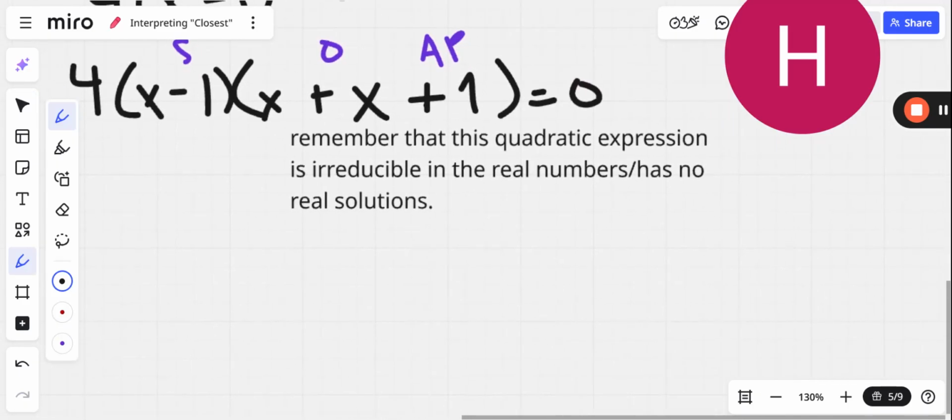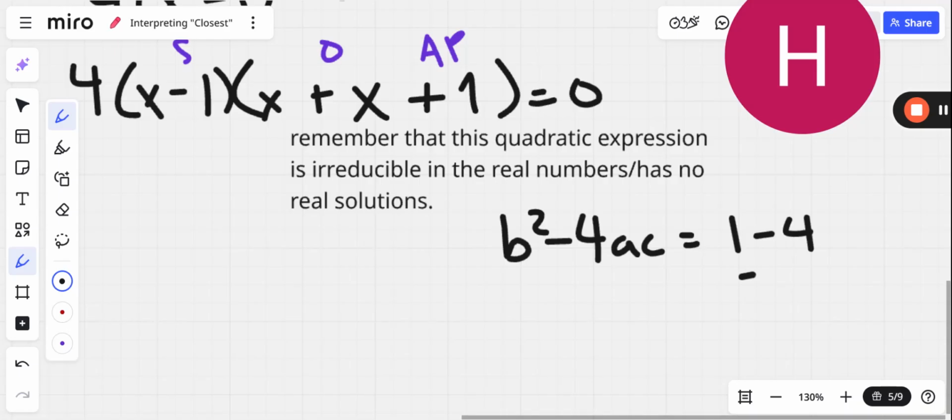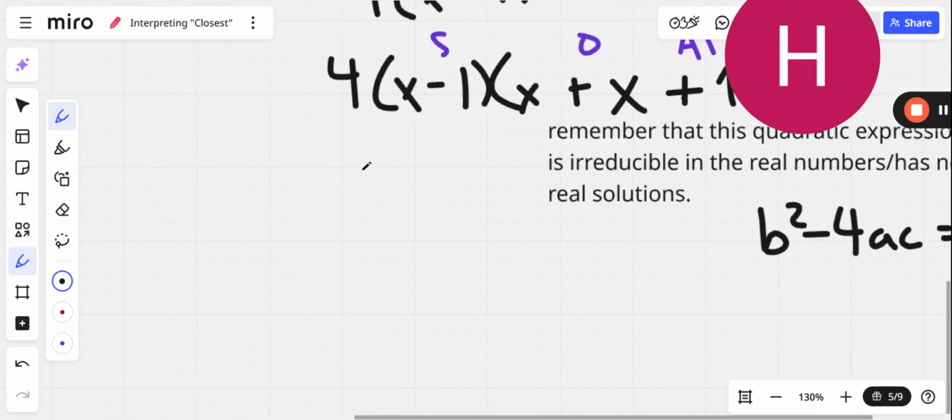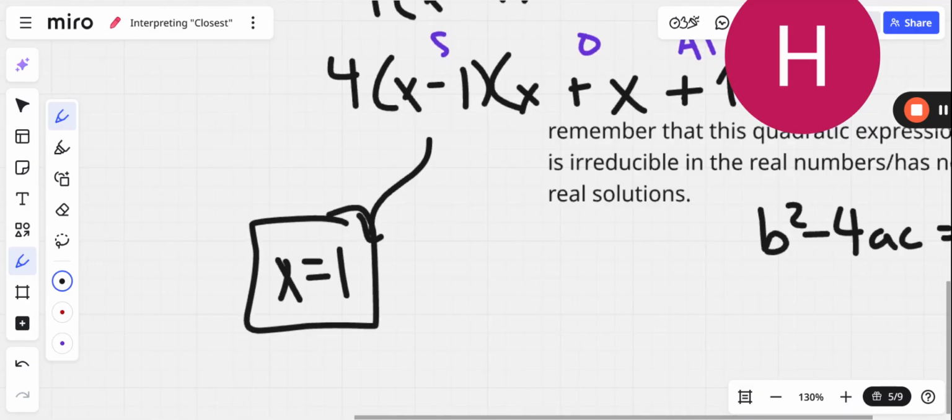If you want to see it for yourself, you can use the discriminant, b squared minus 4ac. That's the part that would go inside of the square root, and that would be 1 minus 4, which is negative 3. And so that can't be in the square root, so there are no real solutions which come from that. But we do get a nice solution here. x equals 1 seems to be of interest. There's a critical point there.